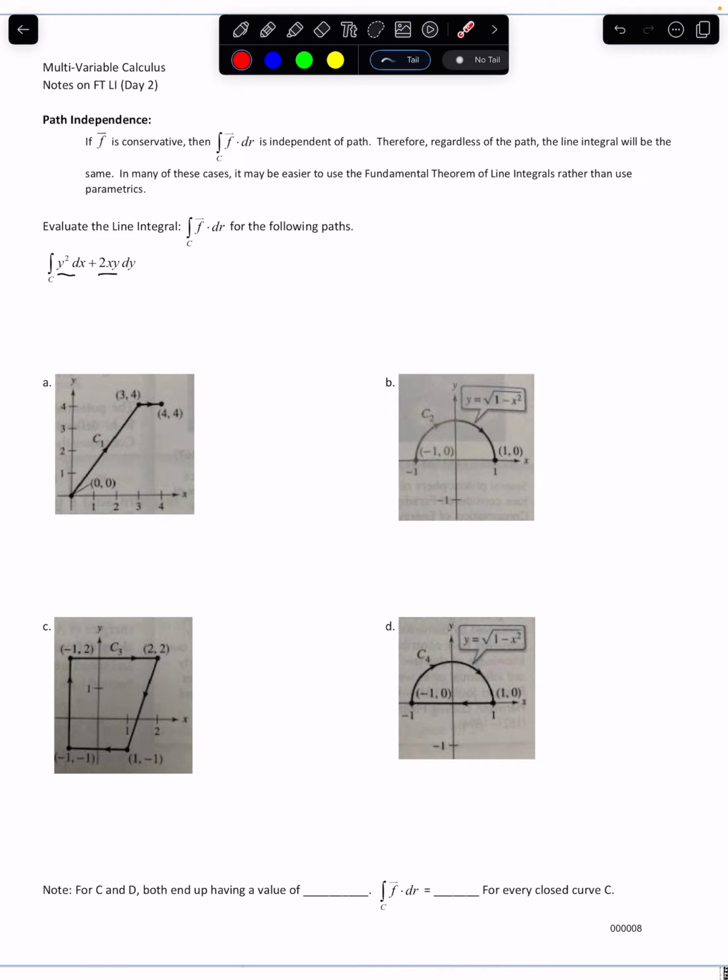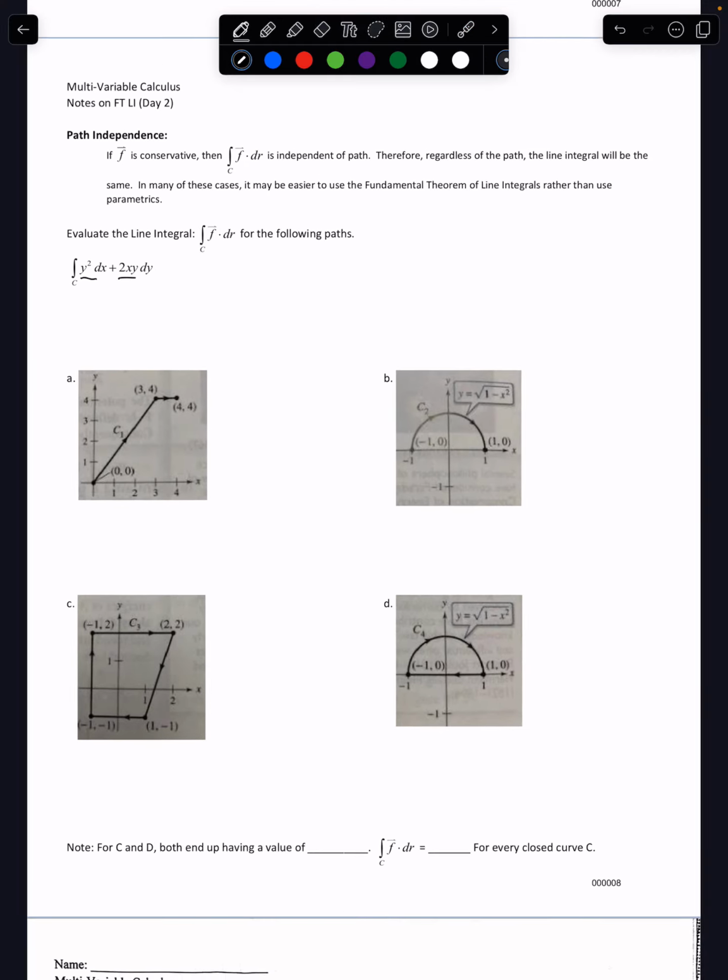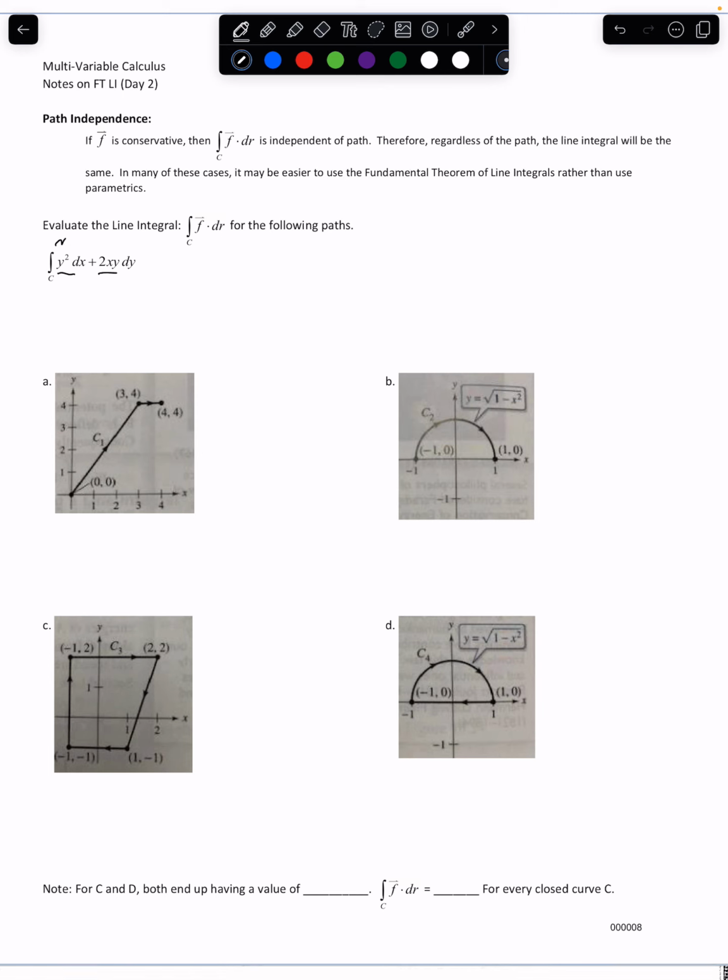So if this is conservative, our rule is simple. Here's M, here's N. We want to make sure that the partial of N with respect to x is equal to the partial of M with respect to y. If we were to bring the partial of M with respect to y over, we would get the partial of N with respect to x minus the partial of M with respect to y.